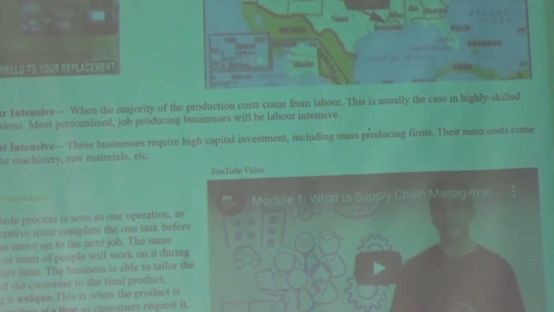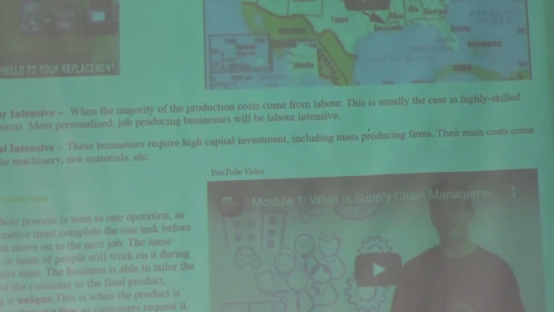Capital intensive. These businesses require a huge amount of investment. So a factory that makes cars or airplanes. And this is, including mass producing firms. Their main costs come from machineries and raw materials. So certain things, refineries, very capital intensive.